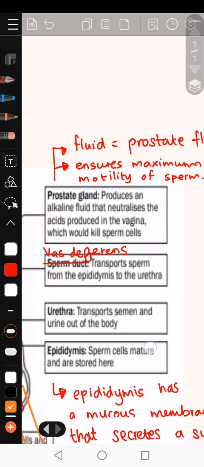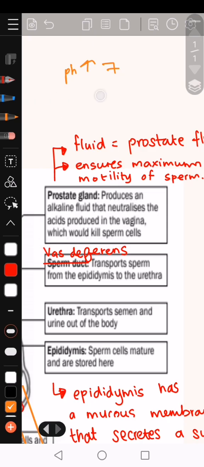And then let's look at the prostate gland. Now the prostate gland produces an alkaline fluid. Alkaline meaning that it has a pH above 7, right? That neutralizes acids produced in the vagina, which would kill sperm cells.